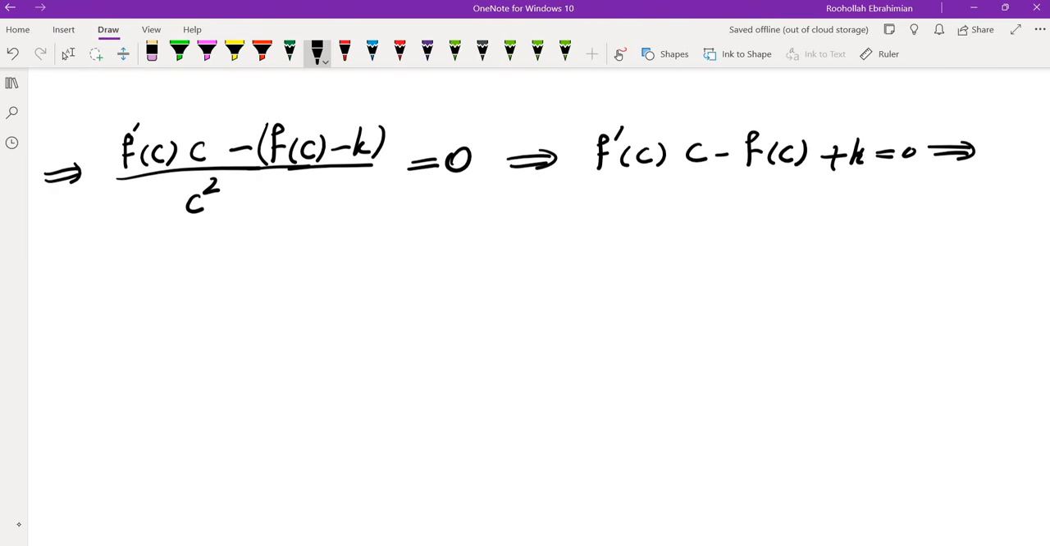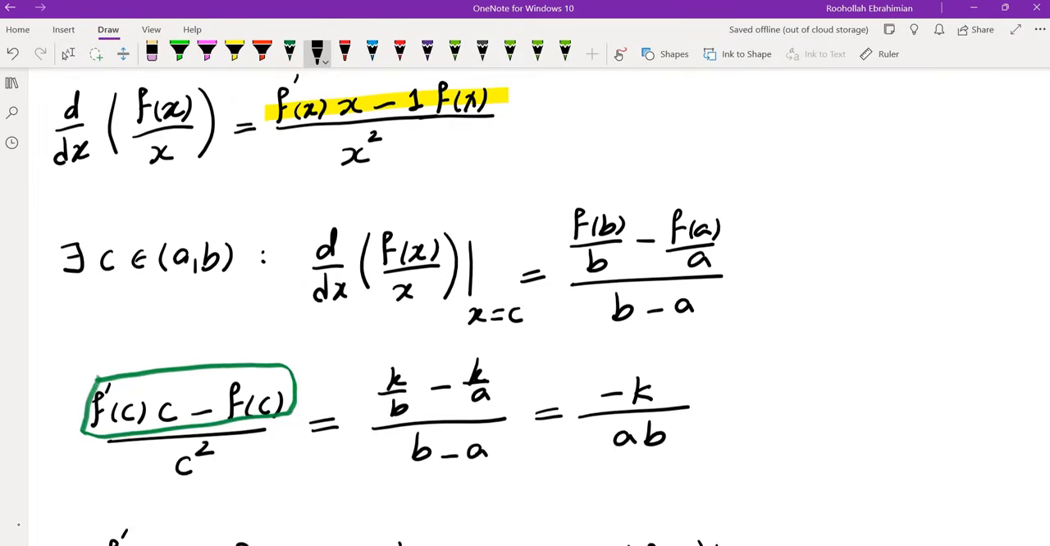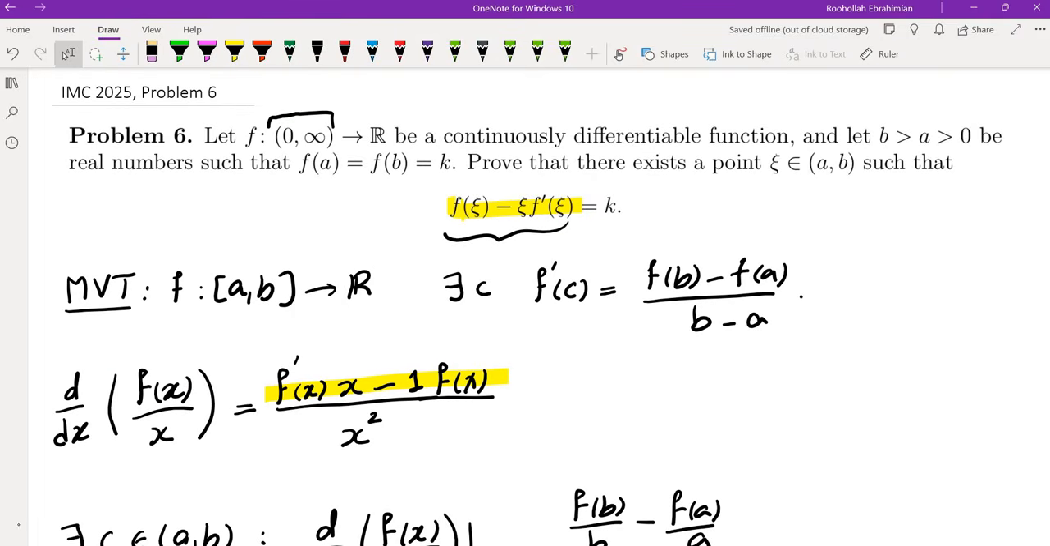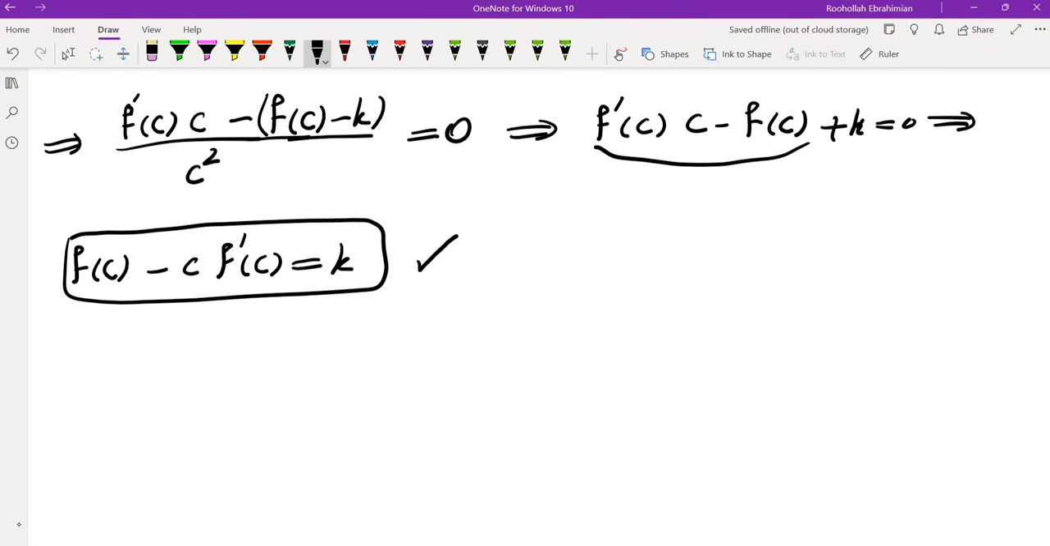We're going to move this portion to the other side, so we get f of c minus c f prime of c equals k. And if we look at what we wanted to prove, it was f of psi minus psi f prime of psi. We got exactly what we wanted.